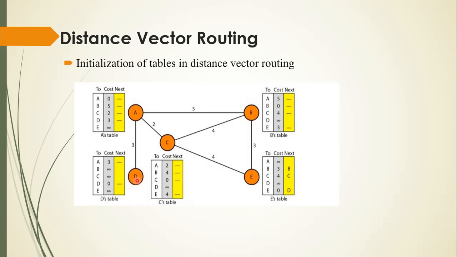Now for D: D to A is a direct connection, 3. D to B we have no direct connection, we have to travel through A, so infinite. Again D to C we have no direct connection, so infinite. D to D is 0. Again D to E, no direct connection, we have to travel through multiple nodes, that is D to A to B, or D to A, A to C and C to E, then we can reach E. So we write infinite here. At initialization, if we have direct neighbors, we write the distance, otherwise we write infinite.